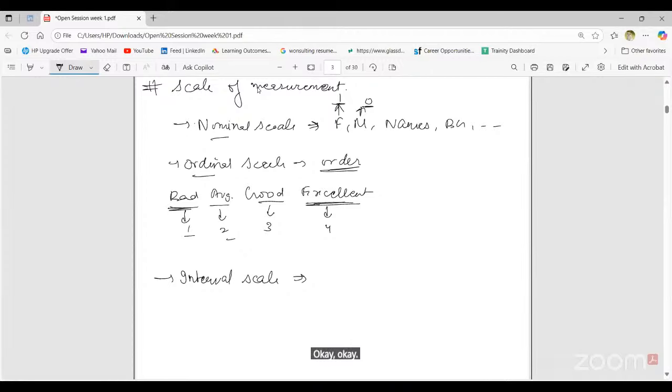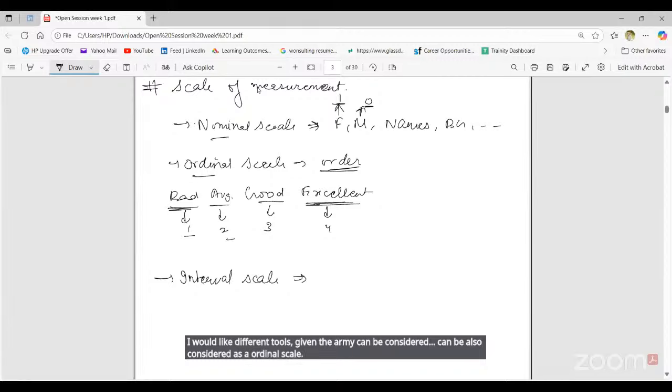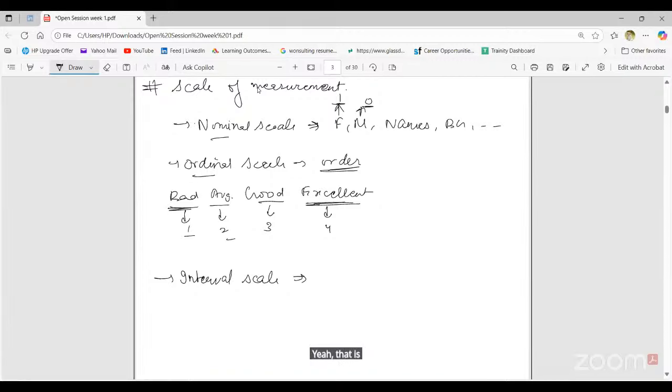Ma'am, different posts given in the army can also be considered as an ordinal scale. Yeah, that is an ordinal scale because they are in order, right? They have some order. Roll numbers are also an ordinal scale? No. Ma'am, one doubt: a pin code is a nominal scale? Pin code number, okay, nominal scale. We will come to that.